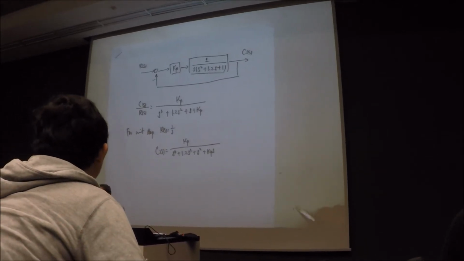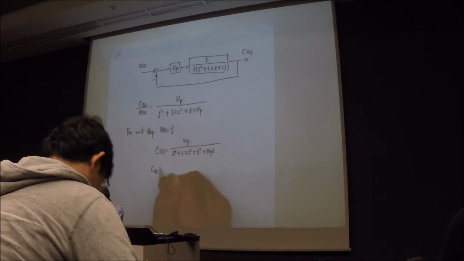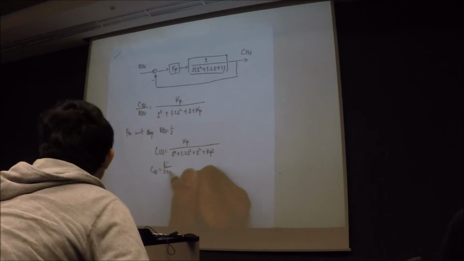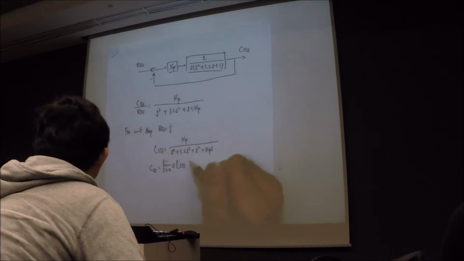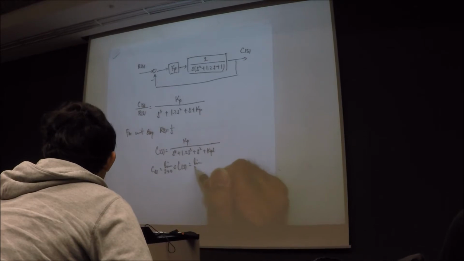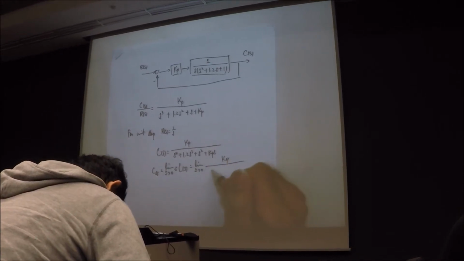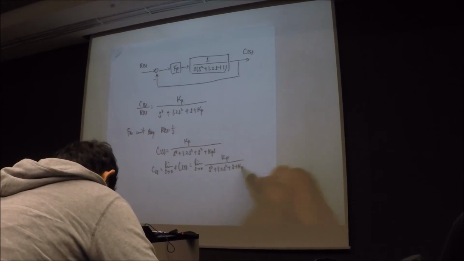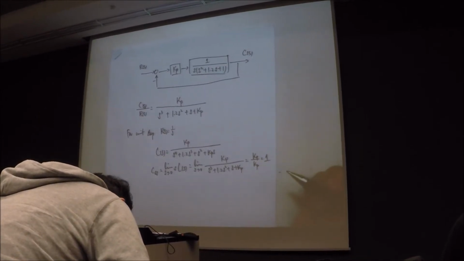Alright, and then you need to find out your steady state value, your c_ss. So what is your c_ss? c_ss basically is the limit of s going to 0 of s multiplied by C(s). Okay, so in this case, when you multiply out, it's going to be the limit of s going to 0, you cancel, so eventually you go back to Kp over s cubed plus 1.2 s squared plus s plus Kp, and it's going to be equal to Kp divided by Kp, which is equal to 1.